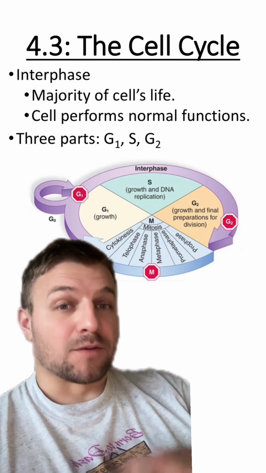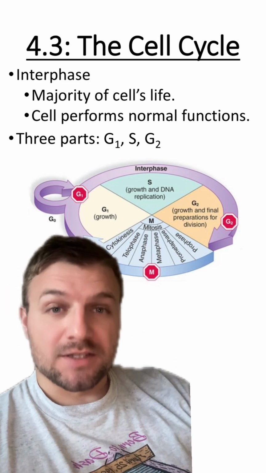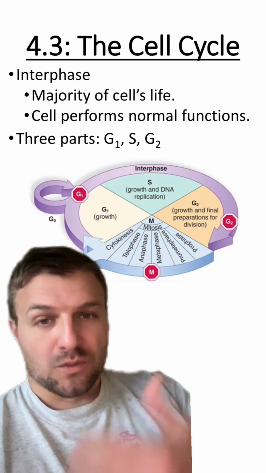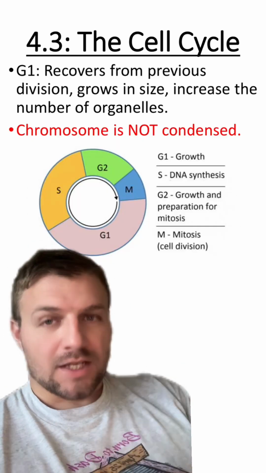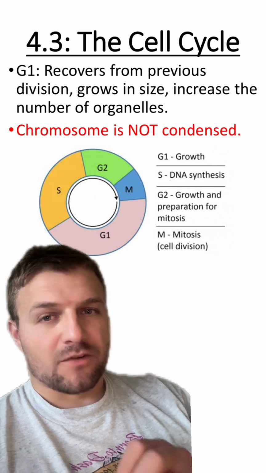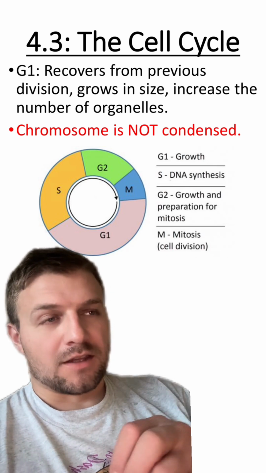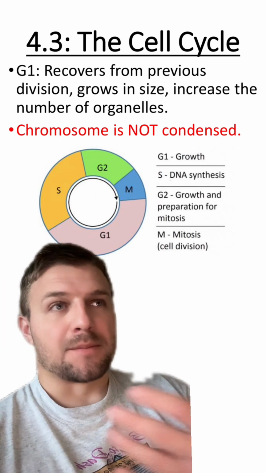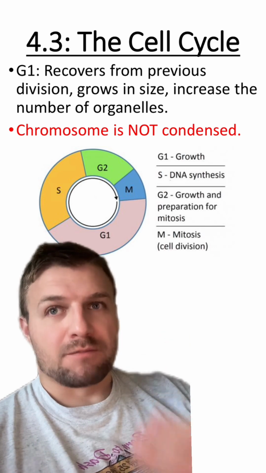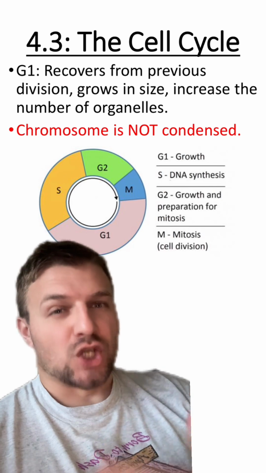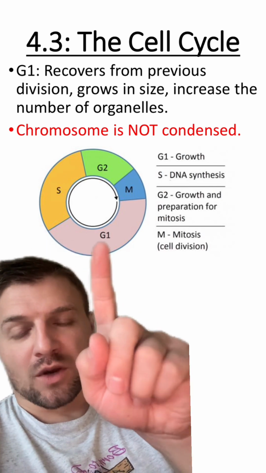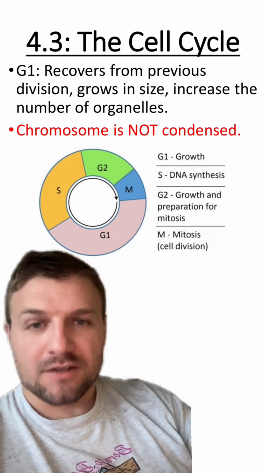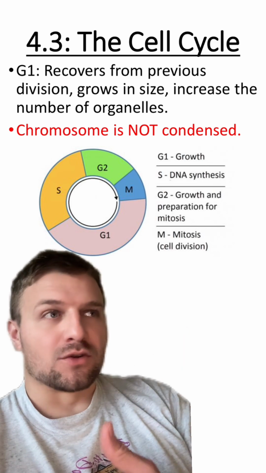Now, there are a couple different parts within interphase that are specific to how the cell will divide in the future. These three main parts are called G1, S, and G2. In G1 phase, the cell is going to recover from its previous division. This is typically the phase where the cell also grows in size a little bit, but it's basically going to increase the number of organelles just as a recovery method so it can survive because it just got done dividing. You can see here, G1 phase follows M phase, which is mitosis. So the cell has just divided and is just going to go through normal functions.